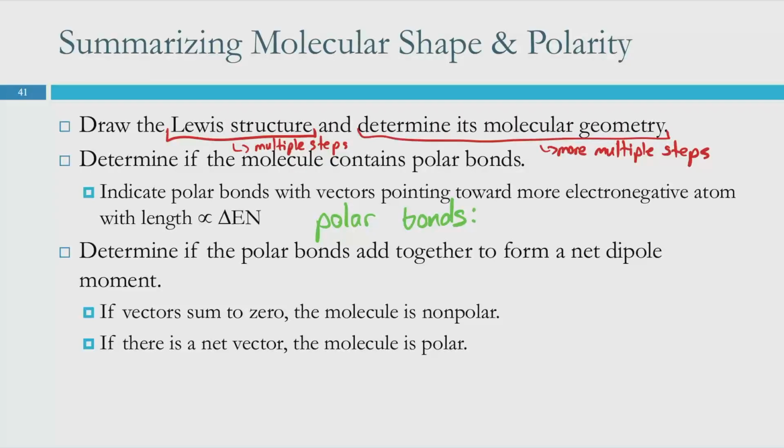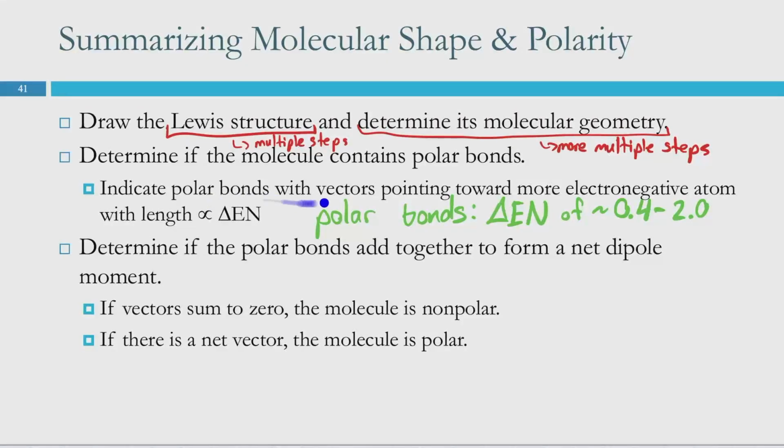Polar bonds, just as a reminder, have a difference in electronegativity of about 0.4 to 2.0. If it's below 0.4, it's nonpolar. If it's above 2.0, it's ionic. And we can indicate those polar bonds with vectors. They're pointing towards the more electronegative atom, and the length should be about equal to the difference in electronegativity. If we're doing the vector approach, we'll learn a shortcut.